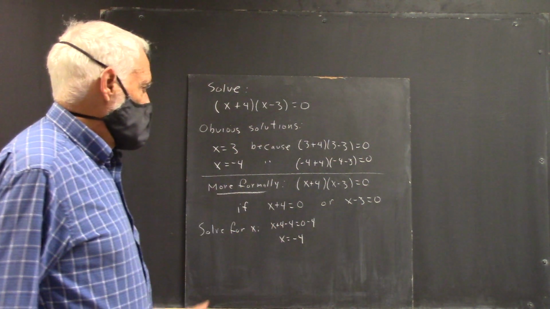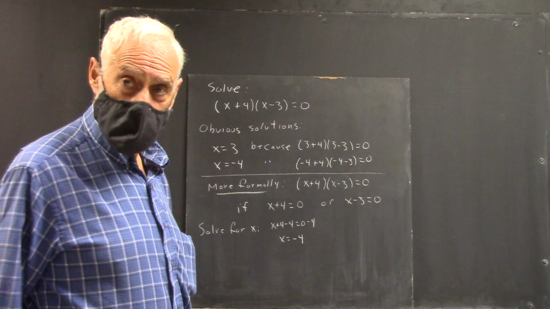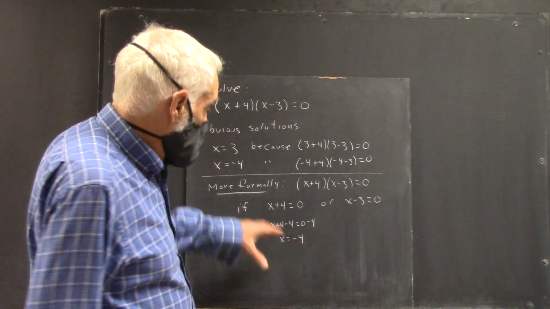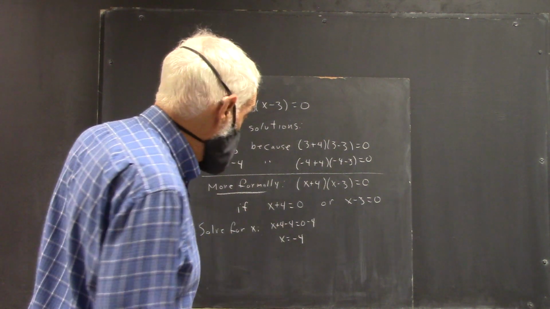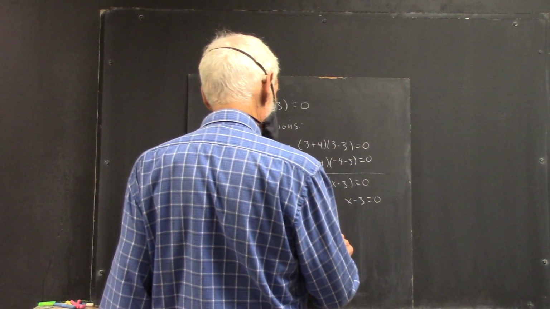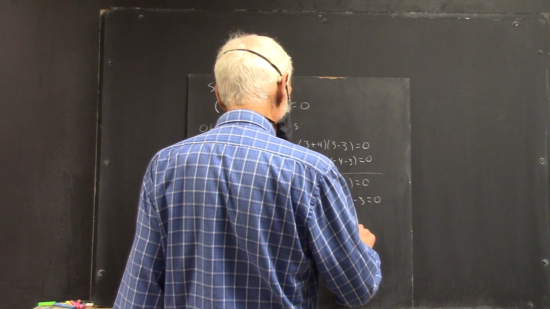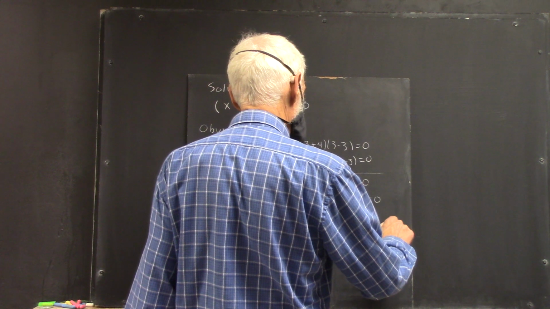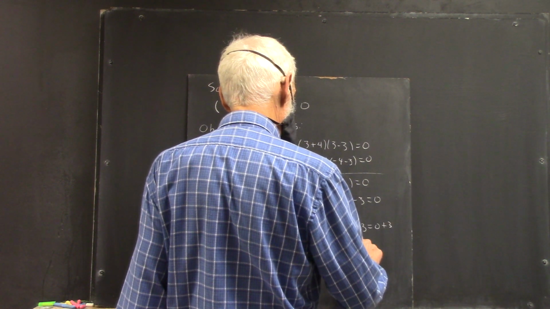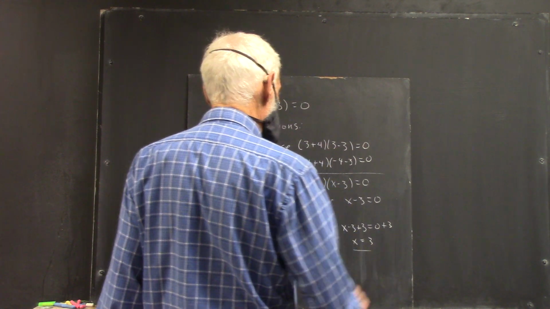Now, you don't really need necessarily to go through the algebraic steps here because they're pretty simple. But if you have a more complicated equation, you do. So I'm going to go through a little bit of algebra to solve each one of these. So it's x plus 4 or x minus 3.